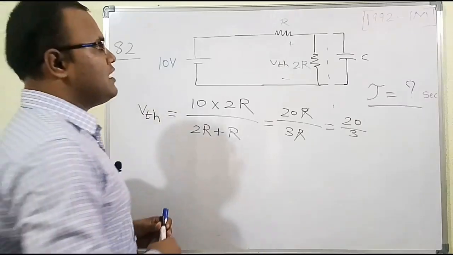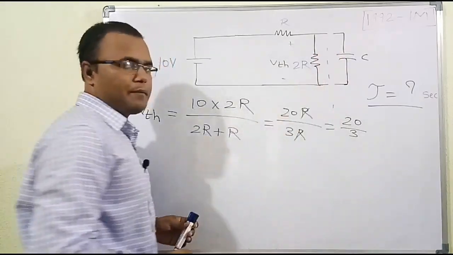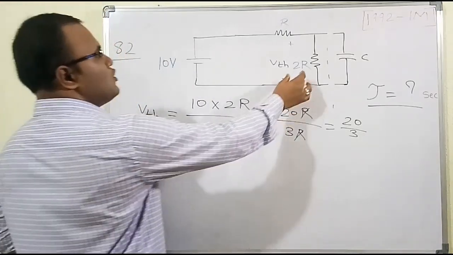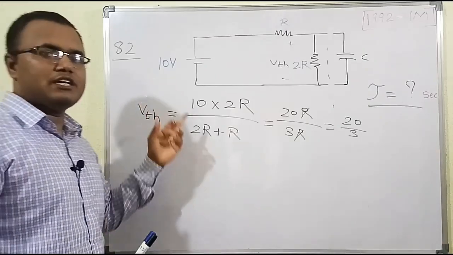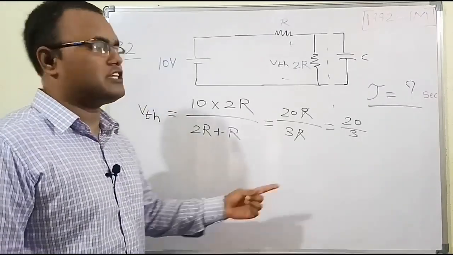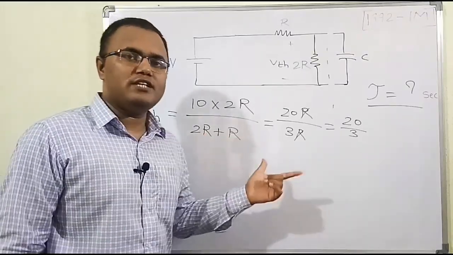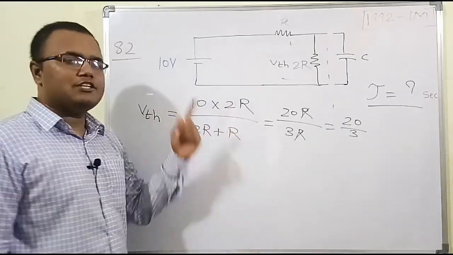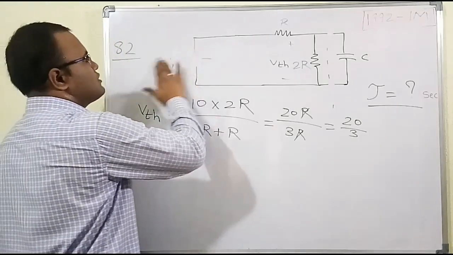Now we need to find the Thevenin resistance across these terminals, across the capacitive load terminals, across the 2R terminals. Because the procedure is, whenever we find the Thevenin resistance, we need to short circuit the ideal voltage sources or open circuit the ideal current sources. In the circuit there are only ideal voltage sources, therefore we need to short circuit them.